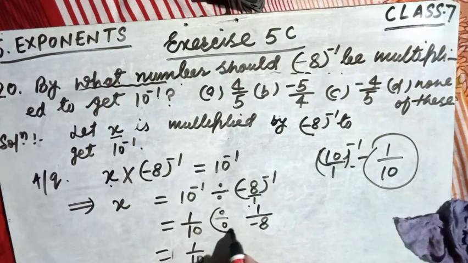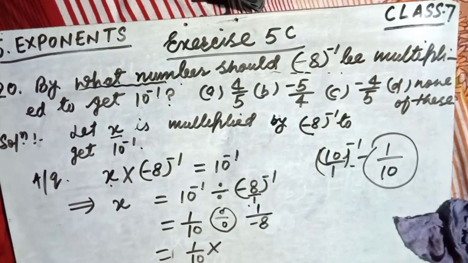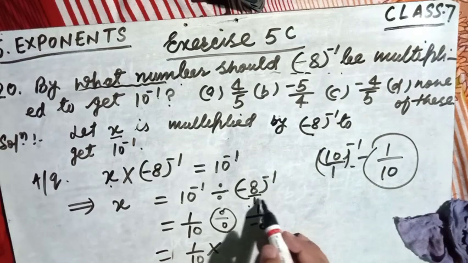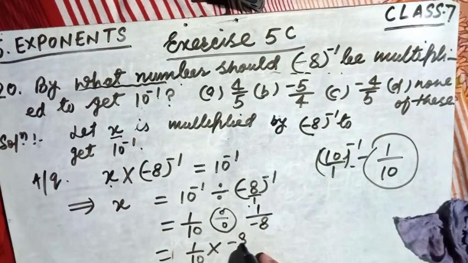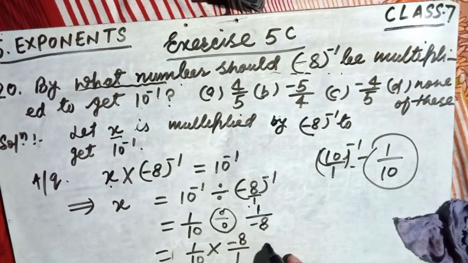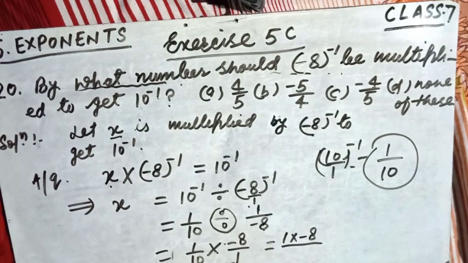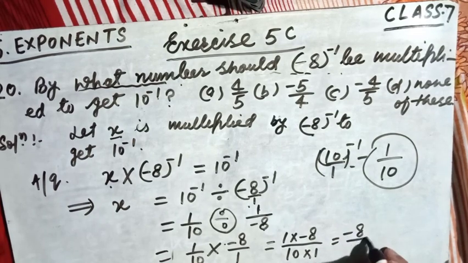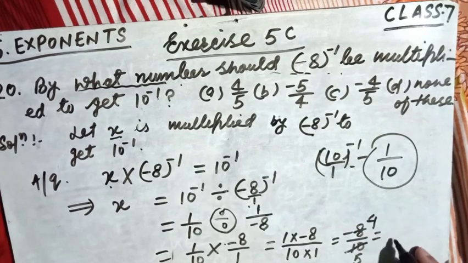If we change this operation to multiplication, we have to change the value to its reciprocal: minus 8 divided by 1, minus 8 is up and 1 is downward. Now numerator multiplied by numerator, 1 multiplied by minus 8, divided by denominator multiplied by denominator, 10 multiplied by 1. Now this is minus 8 divided by 10. It will get cancelled by 2: 2 fives are 10 and 2 fours are 8. Here it is minus 4 by 5.